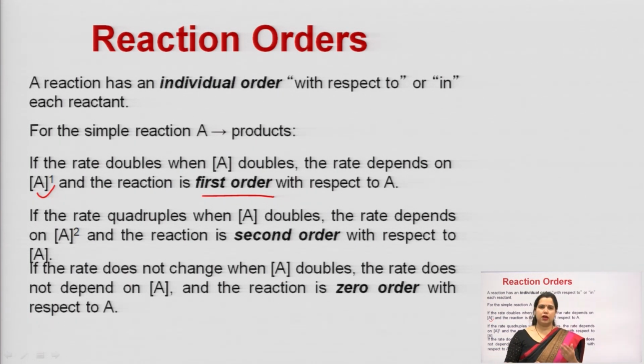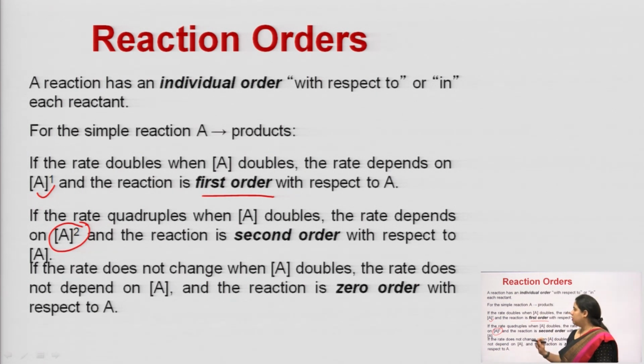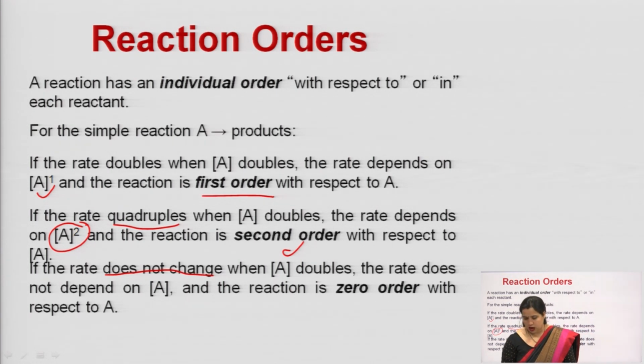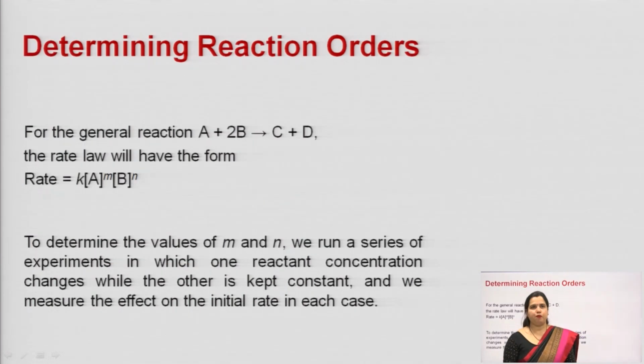So, if the concentration of A is doubled and the rate doubles, depending on the concentration of A, it is a first order reaction. If the rate quadruples, it is a second order reaction. If the rate does not change depending on the concentration of A, the reaction will be considered a zero order reaction with respect to A.